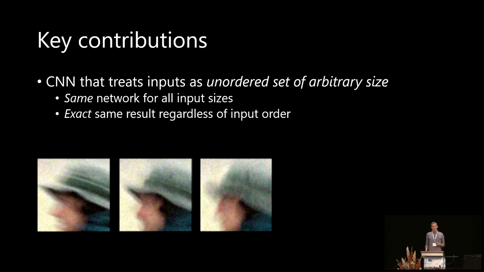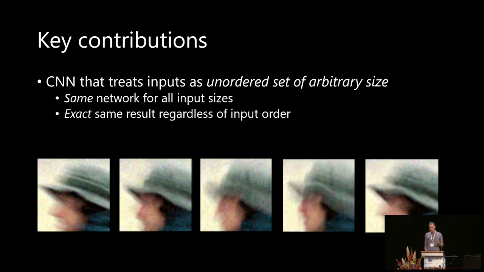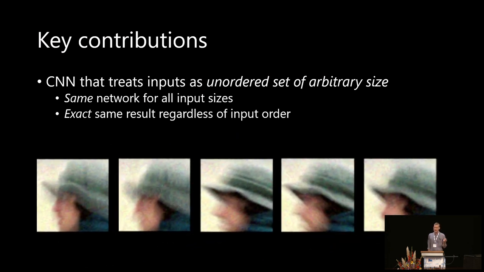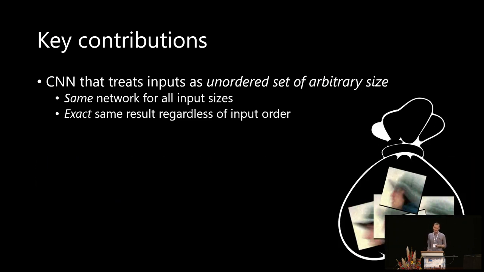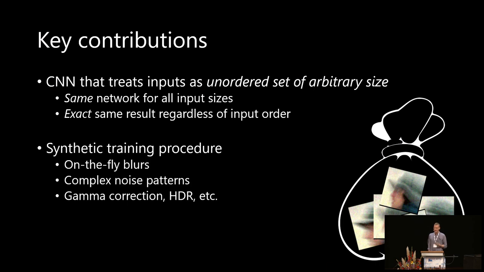The key to achieving this, as I said, is a CNN architecture that considers two characteristics of this data. First of all, it doesn't care about how many pictures you feed. You can feed 3, 5, 15, and the more you feed, the better result you're likely to get. But more importantly, and a bit more subtly, you get exactly the same result regardless of input ordering. I'll illustrate later why this is important. In a sense, it treats the inputs as a sort of bag of images. We also introduced some tricks in the synthetic data generation, but more on that later.